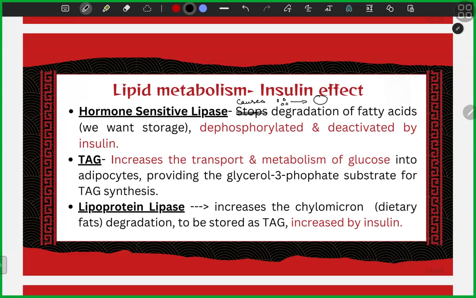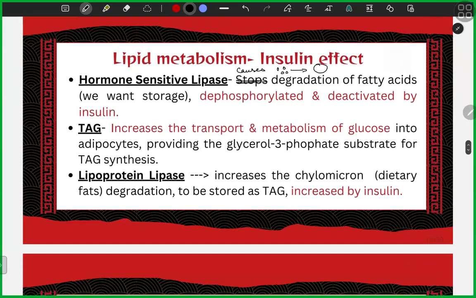Okay, the next one is TAG. I don't think she's gonna ask you much about hormone sensitive lipase and lipoprotein lipase, but just know whatever I'm saying. So I think you should be fine about that. She's gonna teach you the rest in the fat metabolism lectures itself. Yeah, TAG increases the transport and metabolism of glucose into adipocytes. So you have the fatty acids; they keep going into adipocytes, and then you have the glycerol 3 phosphate substrate, and then you increase the triacylglycerol synthesis. Like I said, you have fatty acids, then you need to increase the storage of them, then they come together and form TAGs.